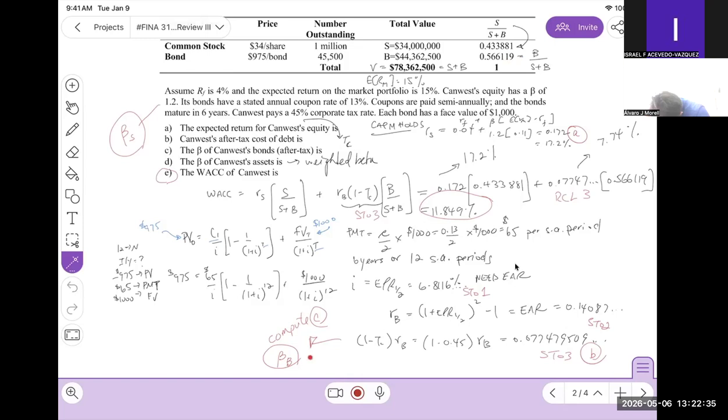How do I get the beta of B? That's the question that remains. I get the beta of B, let me see, make sure I have it here, using the capital asset pricing model. Yeah, you have to just isolate.